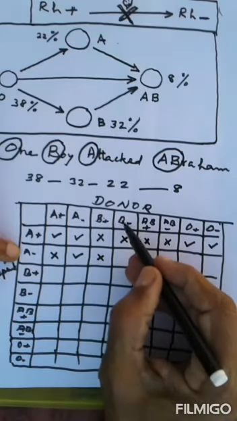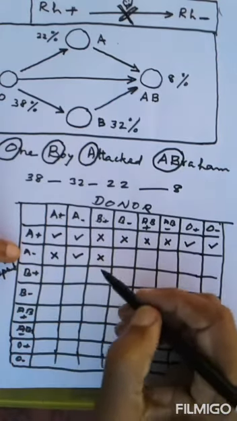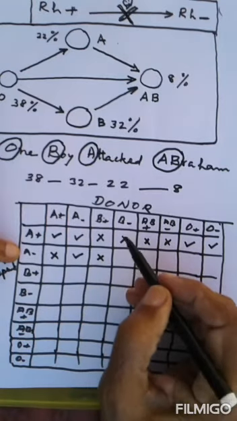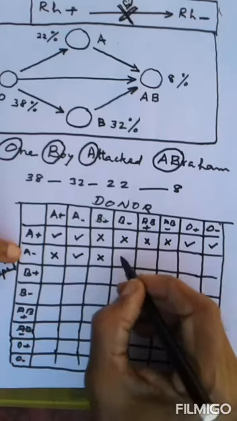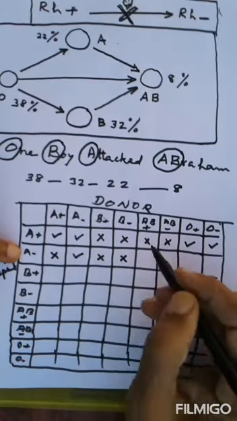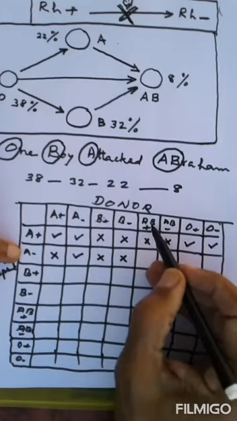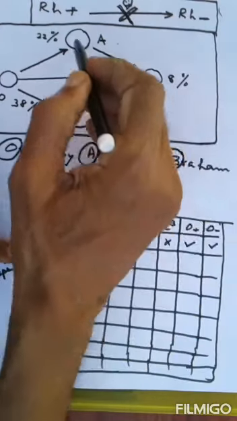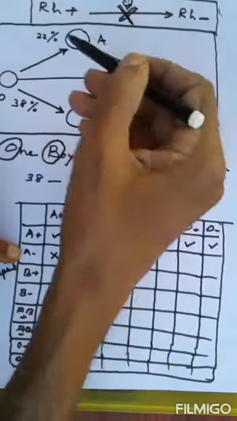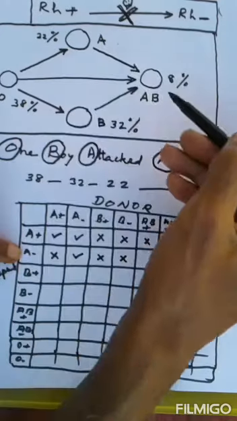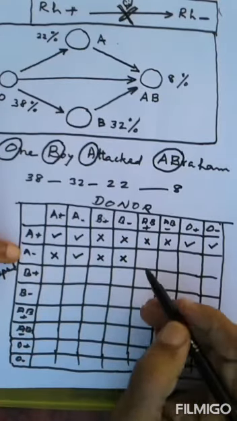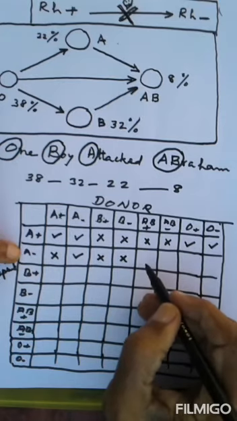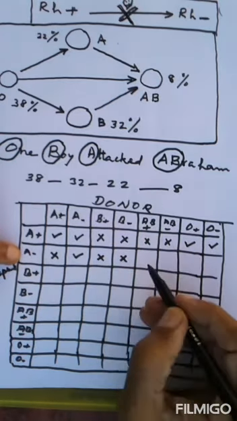Then B to A, here. Which one? B minus to A minus, not possible. B to A is not possible. Then AB to A, AB to A is not possible because it is in the reverse direction. I told you there is no reverse gear. So AB to A minus, AB to A is not possible.